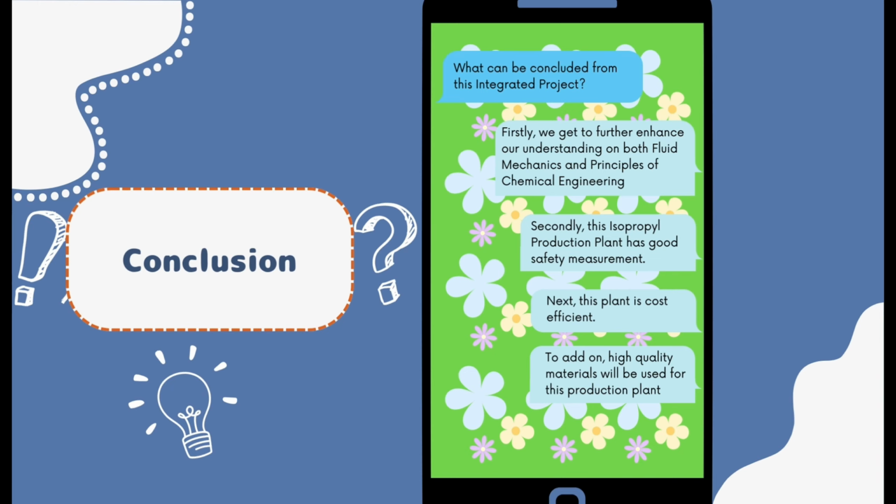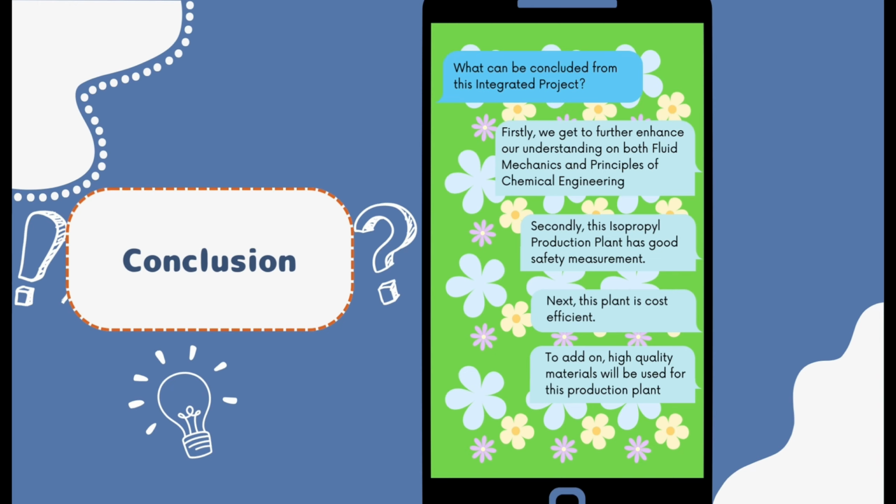Firstly, we as a team got to deepen our understanding of fluid mechanics and principles of chemical engineering, as we had to find multiple sources and learn in order to make this project a success. Secondly, our isopropyl production plant has good safety measures to ensure the final product is delivered safely and especially ensuring the safety of the workers.